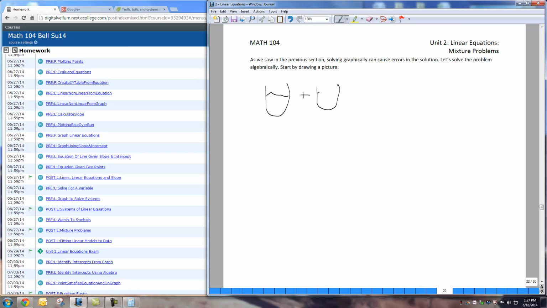This is how I want you to do all your mixture problems. This one shouldn't go all the way through, it should only be here. So, remember, this is x and y and 200. The top is the amount, and the bottom is percent acid.